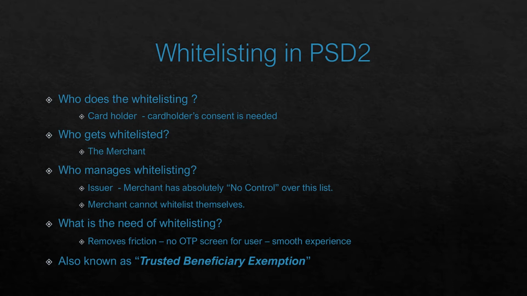What is the need of whitelisting? It's pretty clear that when a card holder adds a merchant to the whitelist, the card holder faces a smooth, frictionless, non-challenge flow. And that's the reason it makes sense that since SCA is exempted in that case, we call it trusted beneficiary exemption, because the flow is actually exempt from SCA.